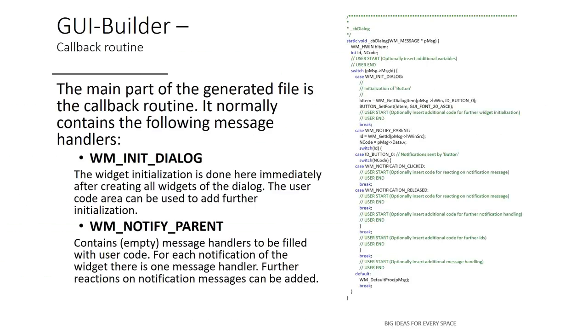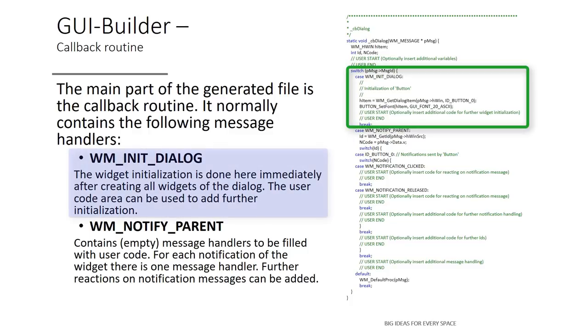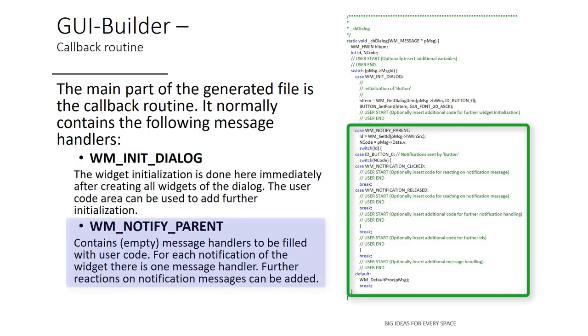The callback routine in the generated file is where the main activity takes place. There are typically two message handlers generated, WM_INIT_DIALOG, which is where the screen initialization takes place, and WM_NOTIFY_PARENT, which is where events that control the activity of the dialog are handled.